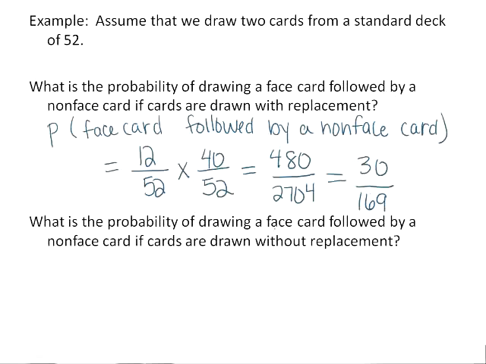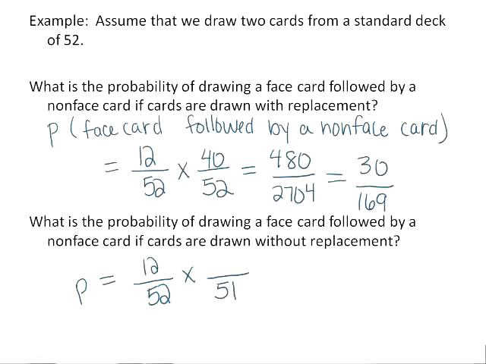Now for the second question, the cards are drawn without replacement. So your probability is going to be equal to a multiplication of two fractions, where the first fraction, well, what's the probability of choosing a face card on the first card? 12 over 52, but we have to remember this time that the cards are drawn without replacement. So the probability of the second card is affected by what was drawn on the first one.